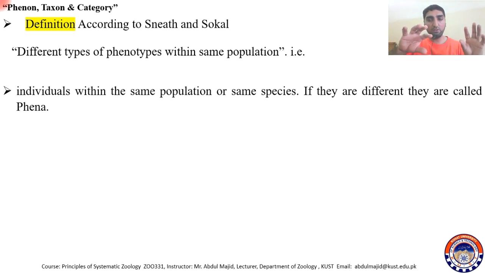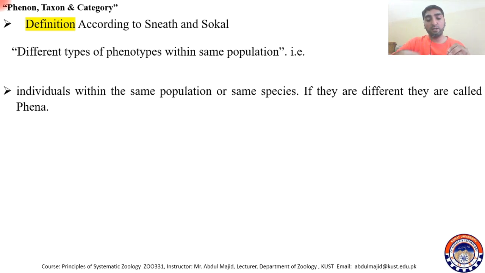So a girl is a phenon, and that is a female phenon, and that is a male phenon. So they are actually similar. Girls are similar, and boys are similar. Now, in this definition, the definition is different types of phenotypes within a population.